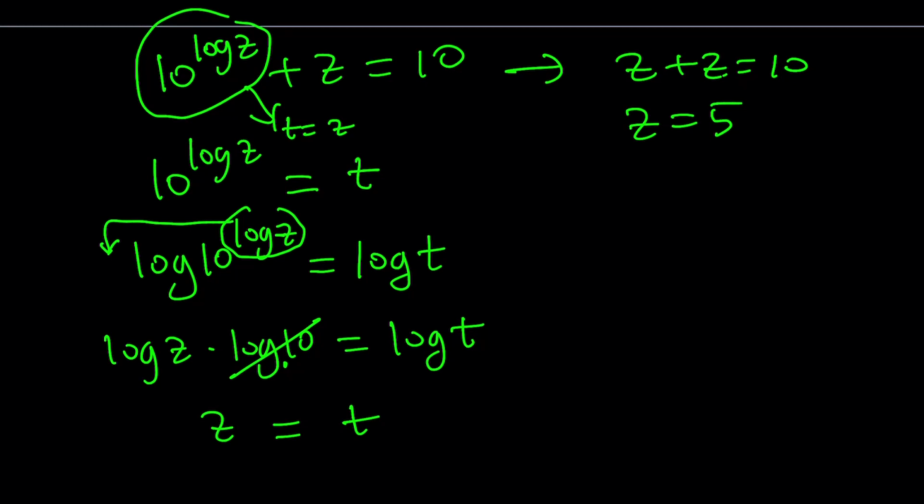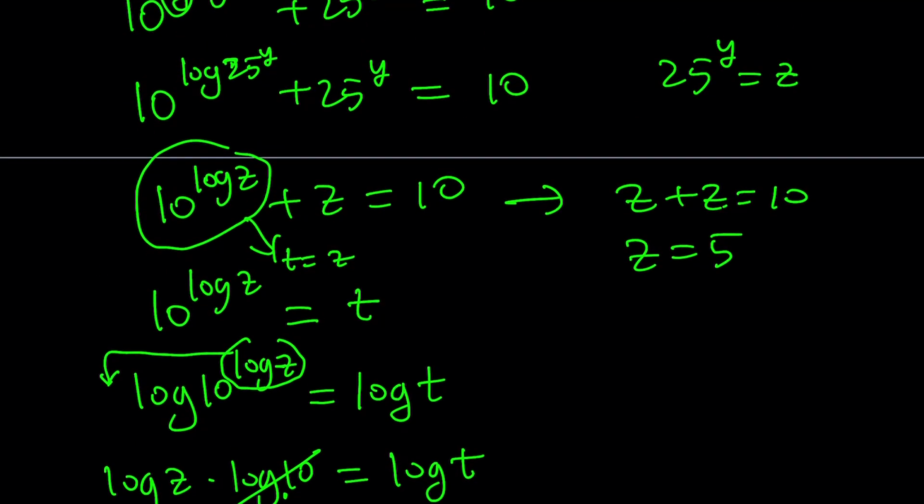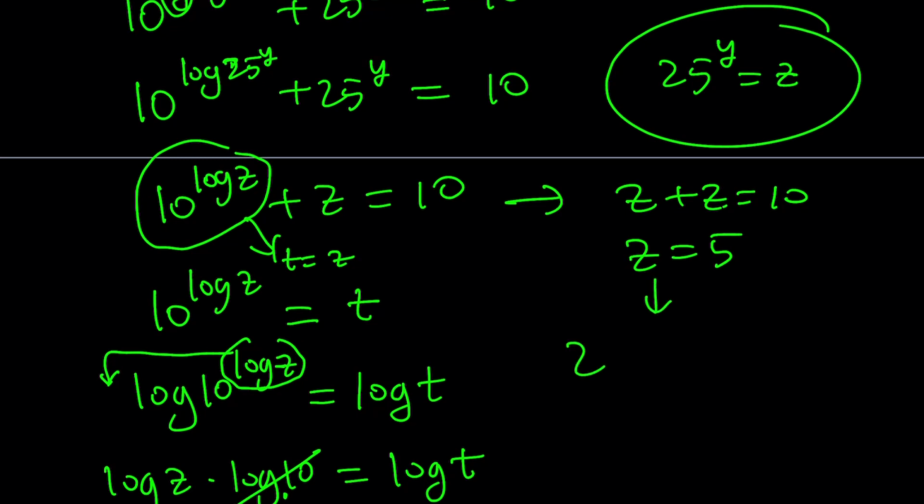Okay, z equals 5, but what is z? It is 10 to the power, oops, that's not the case. Z is something else. Z is 25 to the power y. So I can write it as 25 to the power y is equal to z, which is 5.